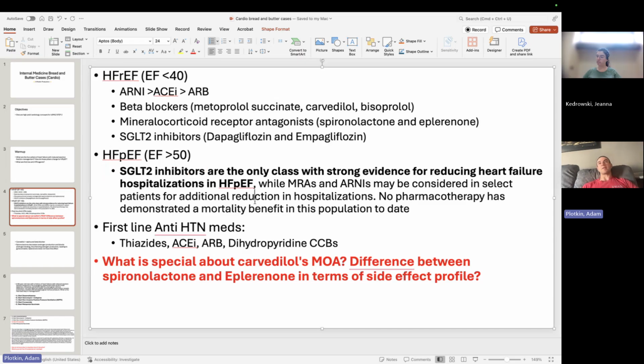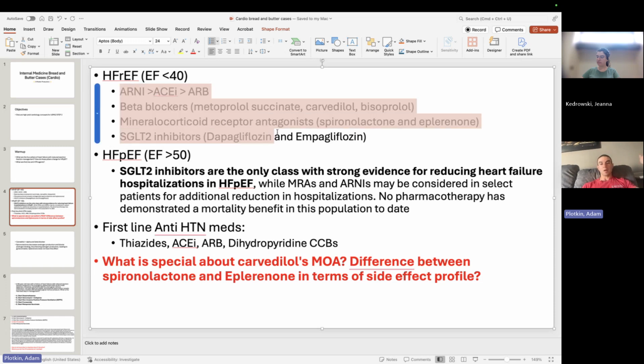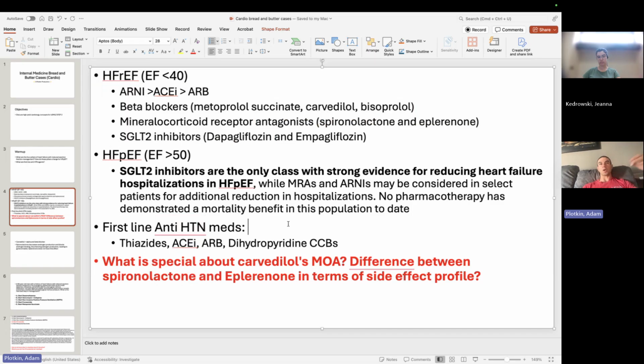All right. So that's another key question. As of today, in HFrEF, these 4 bad boys all have reduced mortality. In HFpEF, none yet. Hopefully, we'll get some data soon. And then you have drugs like your loop diuretics and your digoxin and things like that that are good for symptoms, but they're not going to reduce mortality.